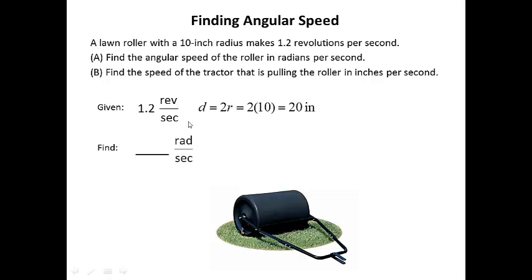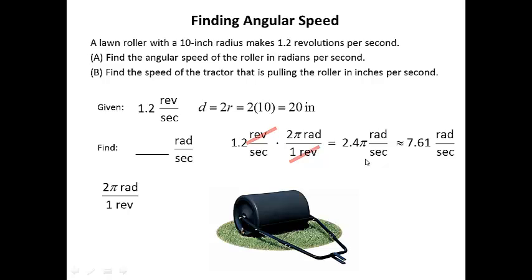Now we want to find radians per second from revolutions per second. So we don't even have to convert the time this time. We don't have to convert the minutes to seconds. So we're just going to use my conversion here. We're going to multiply that by 2 pi radians per 1 revolution, cancel, and we get 2.4 pi, or approximately 7.61 radians per second.